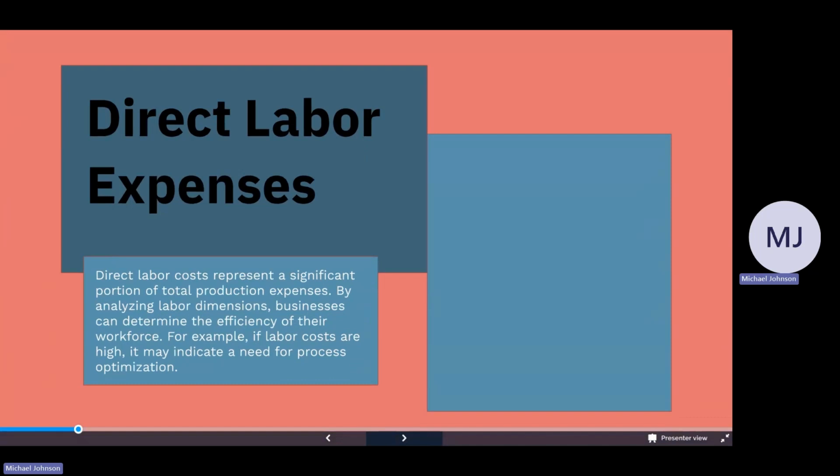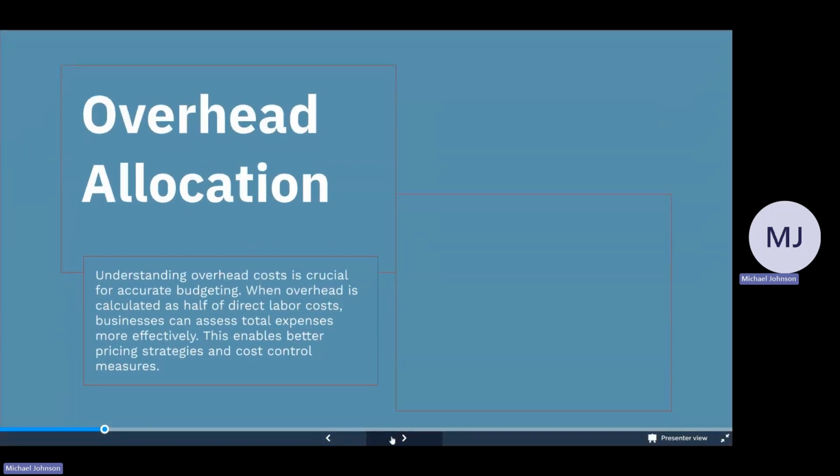Direct labor expenses. Direct labor costs represent a significant portion of total production expenses. By analyzing labor dimensions, businesses can determine the efficiency of their workforce. For example, if labor costs are high, it may indicate a need for process optimization.